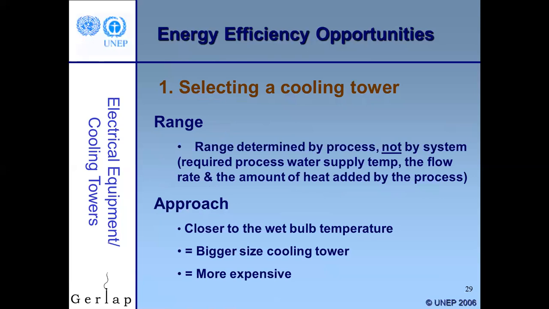Approach: the closer we get to the wet bulb temperature, the bigger the cooling tower has to be, and more expensive. One thing you can do for a given heat load, if you upsize the tower, you can get by with a smaller tower fan, and so you can downsize the horsepower of the motor. That's going to save energy over the lifetime of the tower. So that's something to consider as well.